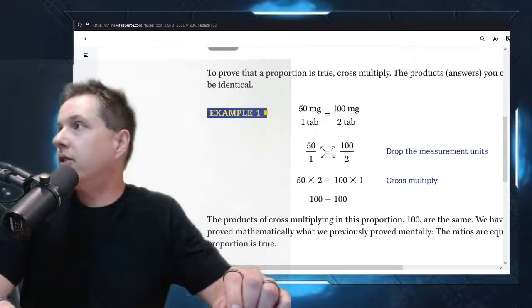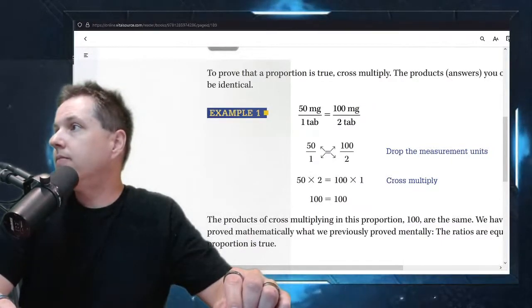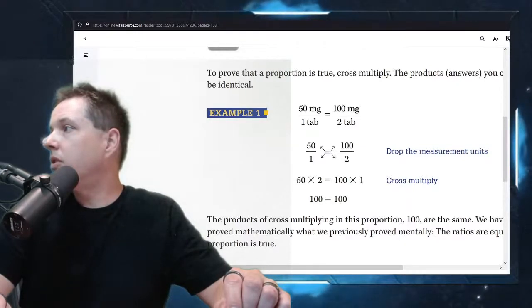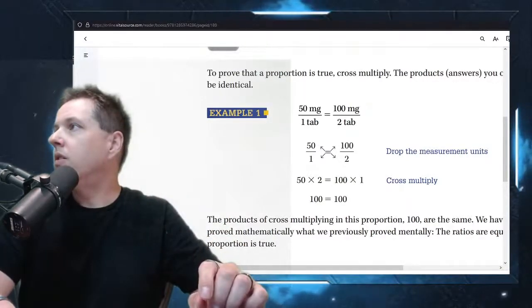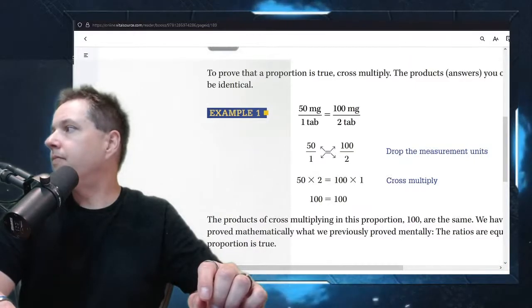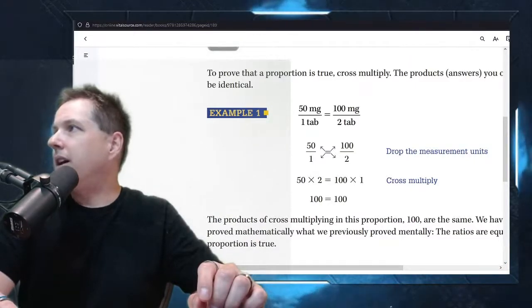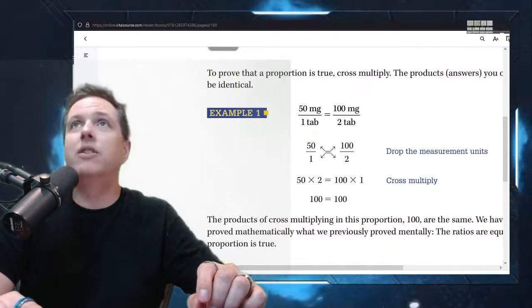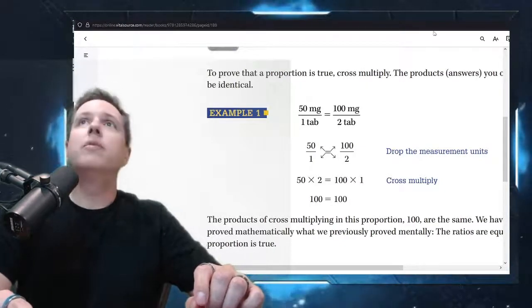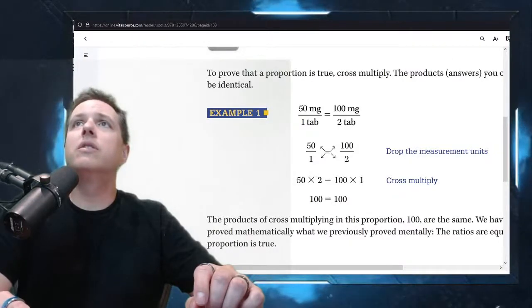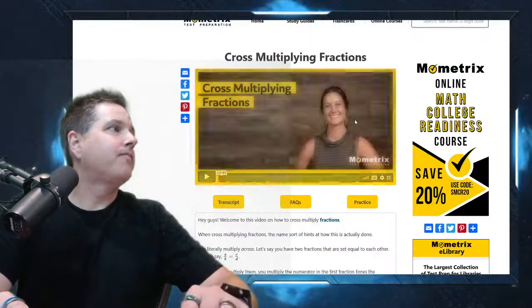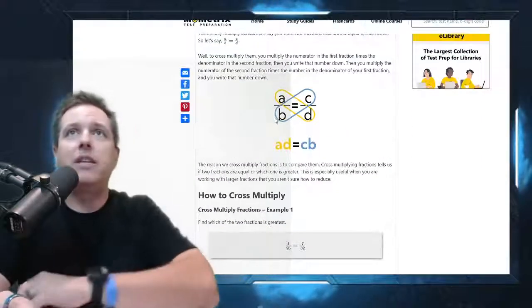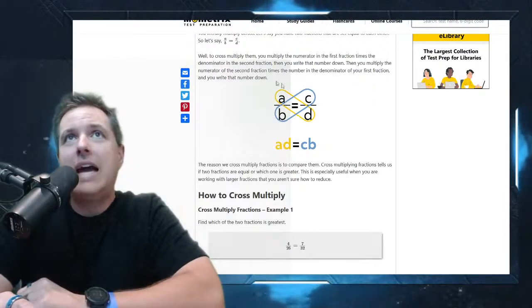Okay, let me see if I can get a good image here. This one's not bad. I just think sometimes the arrows can be a little bit misleading when we use them. So let's see. Kind of this picture right here. This picture. So basically what you're doing is you're multiplying diagonally.